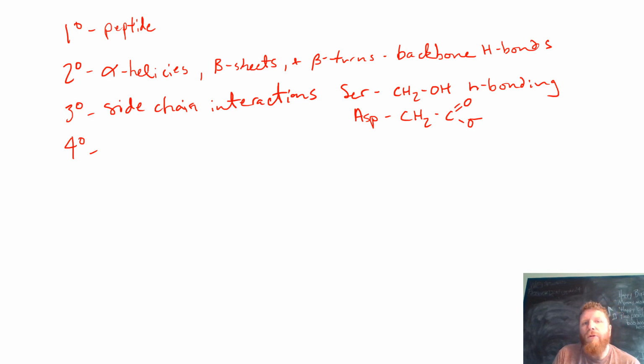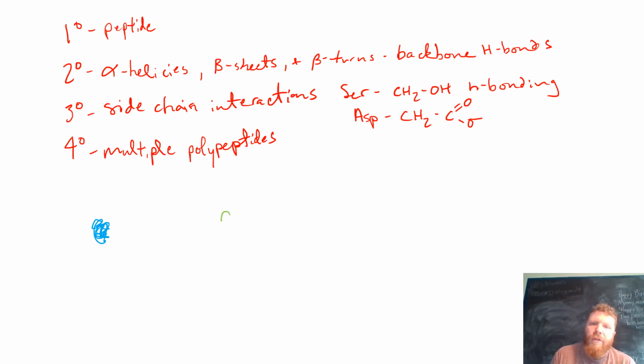Now, the quaternary structure is similar to the tertiary structure, however, it involves multiple polypeptide chains. Multiple peptides. So how do all these different polypeptides interact with one another? Now, if you think about a single protein, there we go, a single polypeptide chain, it folds into this neat 3D structure.